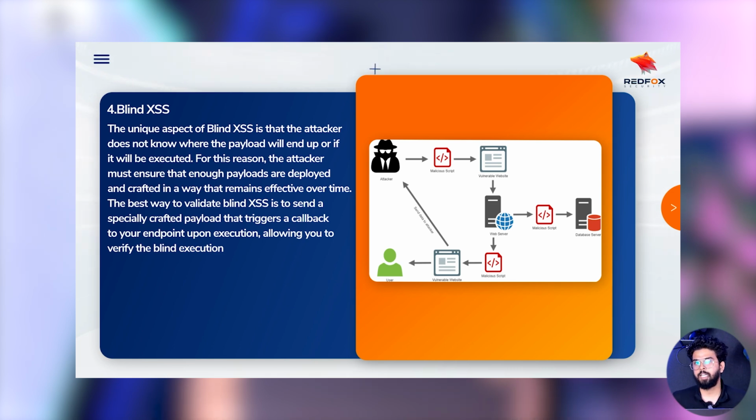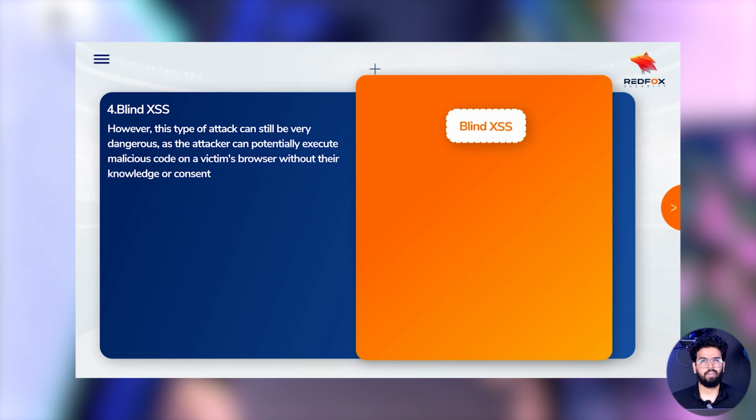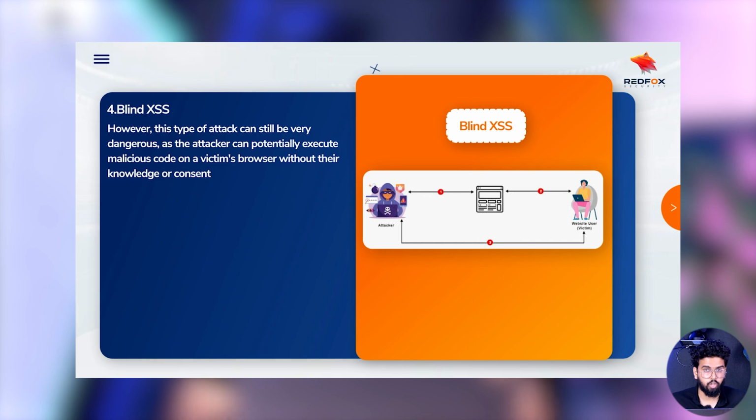For this reason, the attacker must ensure that enough payloads are deployed and crafted in a way that remains effective over time. The best way to validate blind XSS is to send a specially crafted payload that triggers a callback to your endpoint upon execution, allowing you to verify the blind execution. However, this type of attack can still be dangerous as the attacker can potentially execute malicious code on a victim's browser without their knowledge or consent.